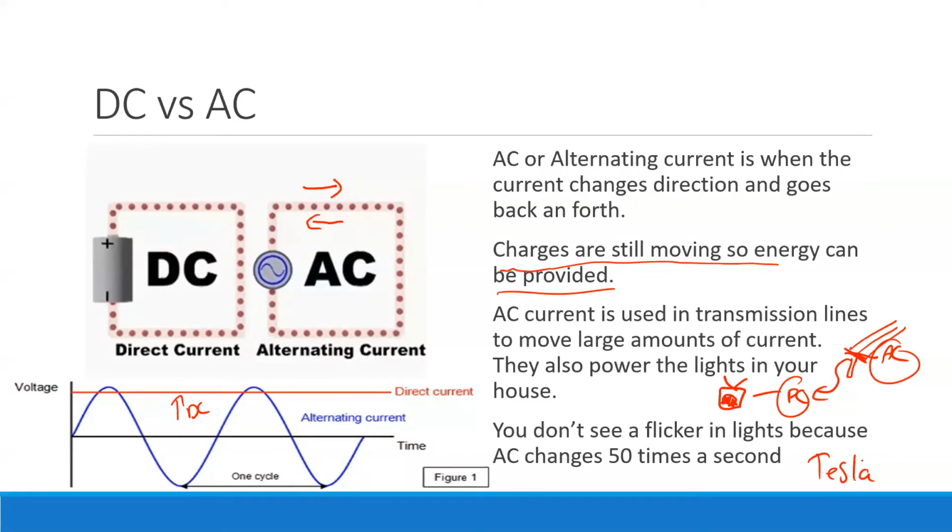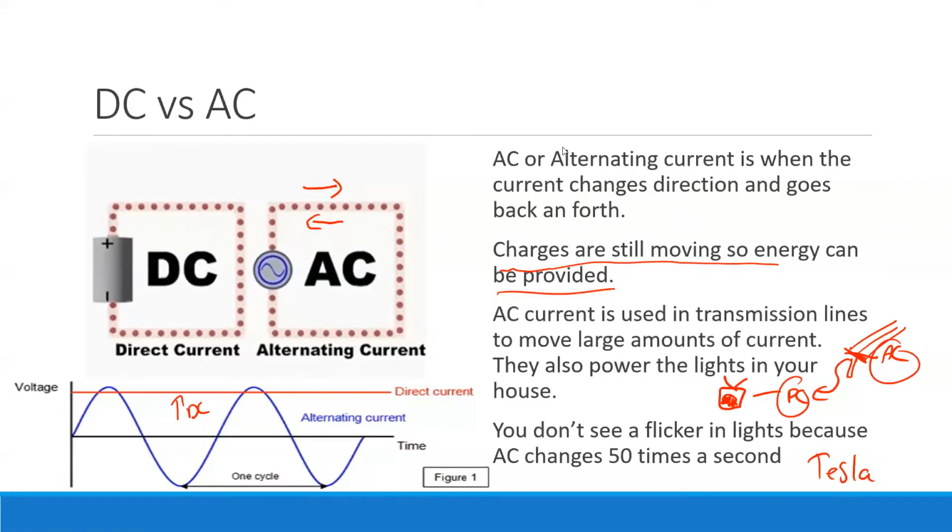It's not a great idea to power something like a toaster using AC, because you wouldn't be able to move the electrons in the right way. It also is not a great idea to try to move a bunch of charge using DC, because the problem with DC is that you will lose electricity.